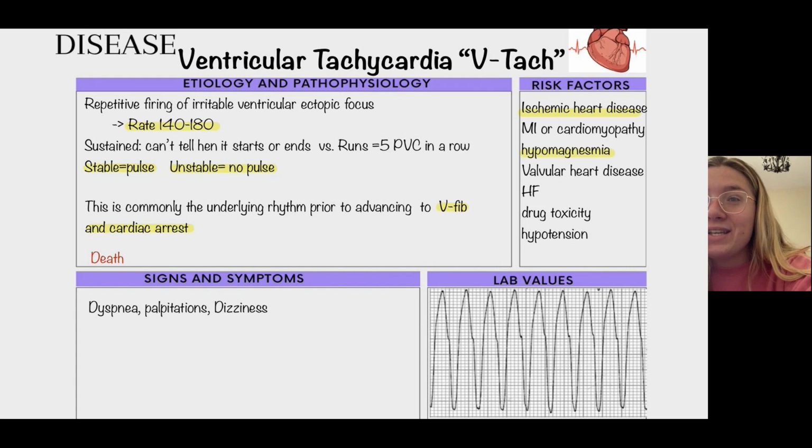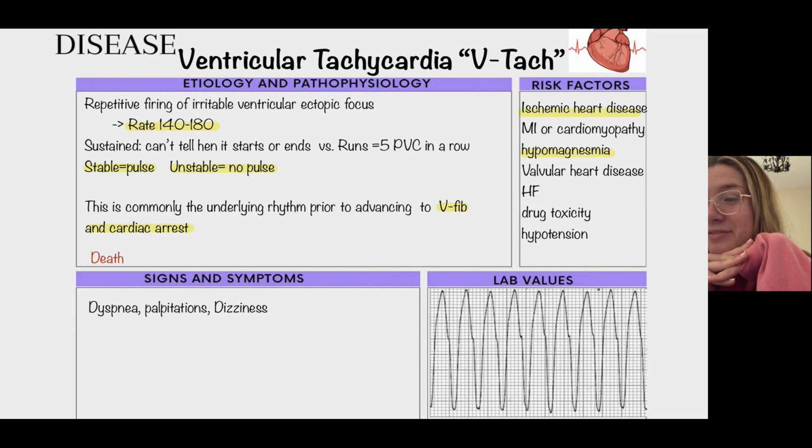So the rate, if we look at our little photo here, count the R's: 1, 2, 3, 4, 5, 6, 7, 8, 9. If this were a 3-second strip, the rate would be 180. Does that mean my patient's heart rate is at 180? No, it does not. Why? What do these look like? These look like PVCs.